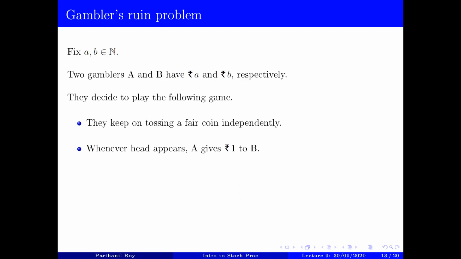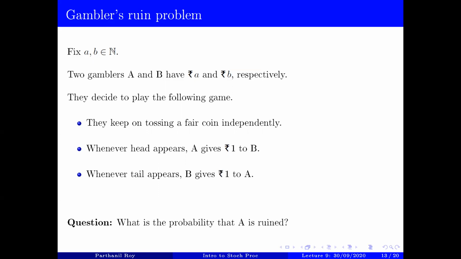Each time a head appears, A gives rupee 1 to B. On the other hand, whenever tail appears, B gives rupee 1 to A. Now this process goes on till one of them is finished with the money. The question is, what is the probability that A is ruined? In other words, A runs out of money. So this is the same question as asking, what is the probability that B will win the game? This is a game, so it will be one provided the other person is ruined.